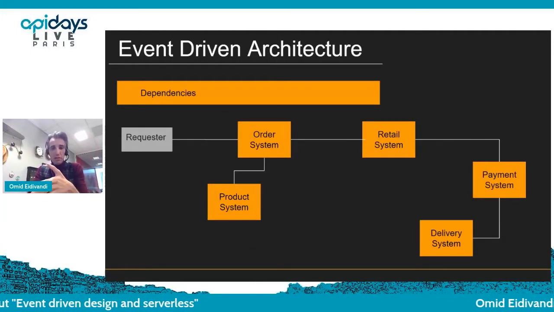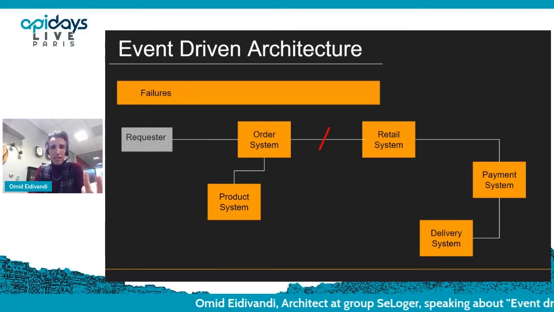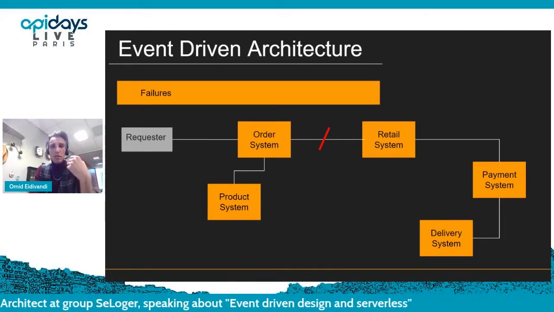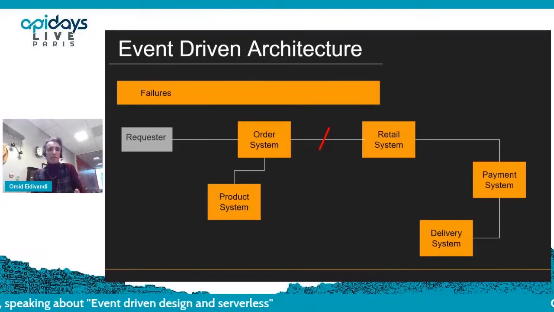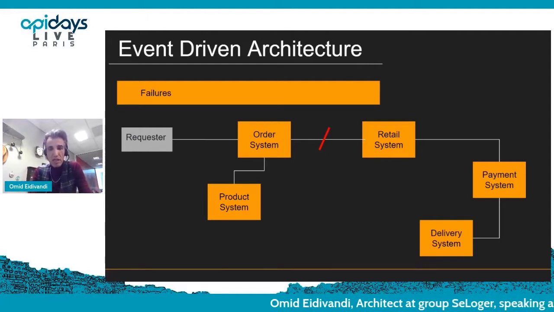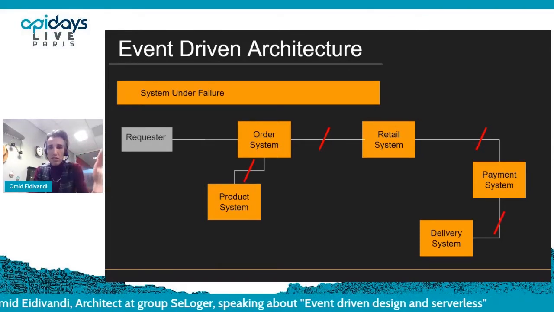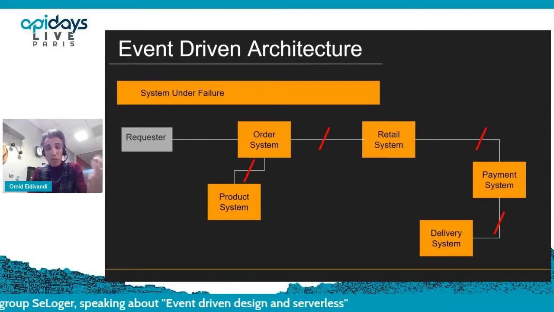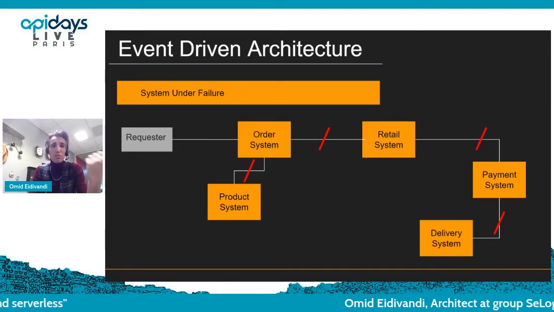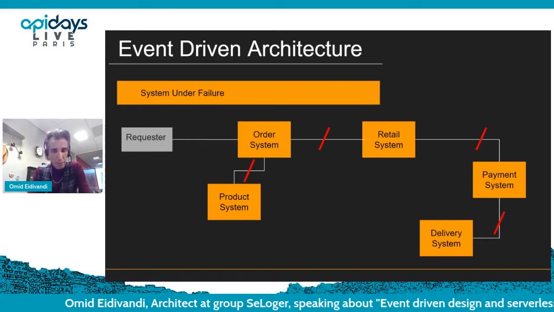If the retail system fails, the order system will not be able to send an asynchronous request without waiting for a callback from the retail system. Because we solved the dependencies of the monolith, but we're not able to handle these kinds of failures. And if the whole system goes down, like the retail system, for example the product system, which is a highly coupled dependency, we can do nothing because we're calling the product system and waiting for this response because we need the product information to attach to our request.